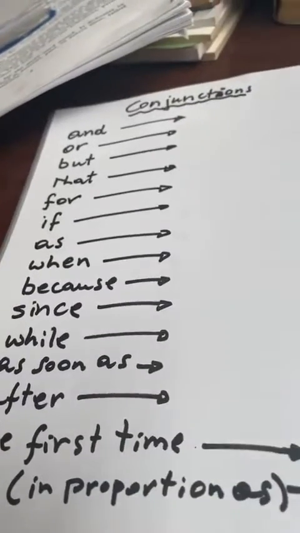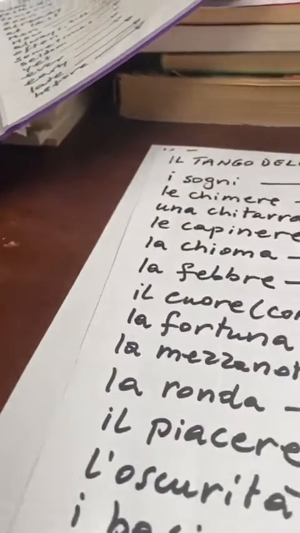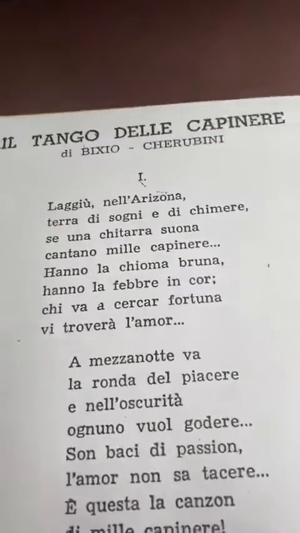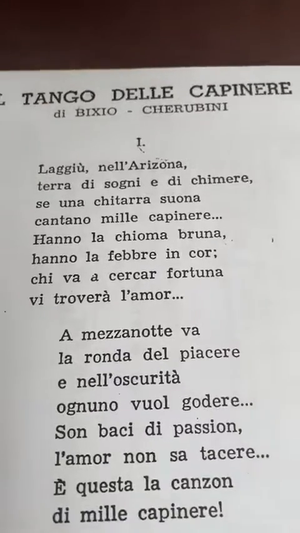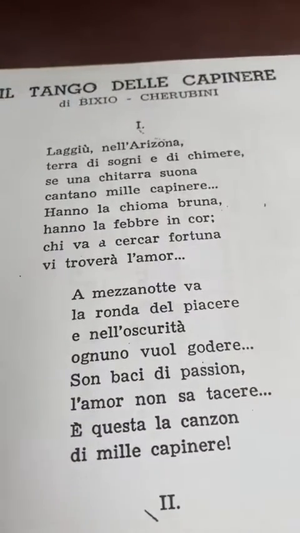Here we are. Okay, conjunctions. We've done the conjunction. Now, il tango delle capinere. Here we are. There's another one of my good friends. Here, il tango delle capinere. I don't know whether you've heard of this one. Maybe this time I'll sing it first, and then we'll go through the words.